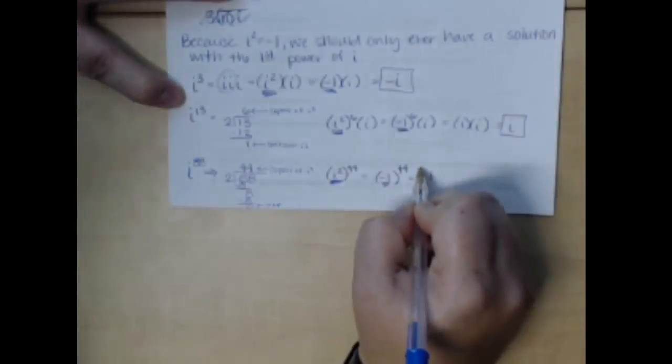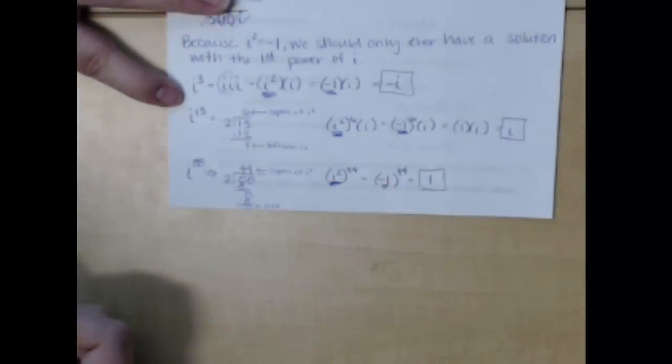Now again, you can plug this into your calculator and do negative 1 to the 44th power, or you can just think about, I have an even number of copies. If I have an even number of negatives, when I multiply those all together, it should give me a positive. So this just becomes positive 1, and I don't even have an i. Okay, kind of neat.